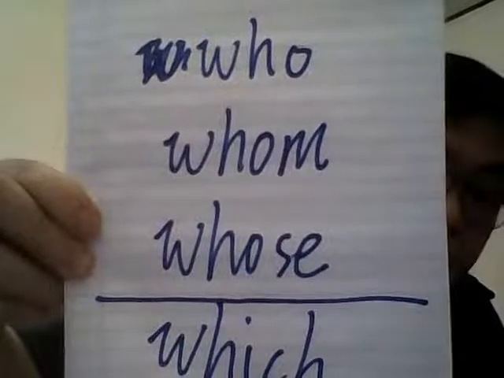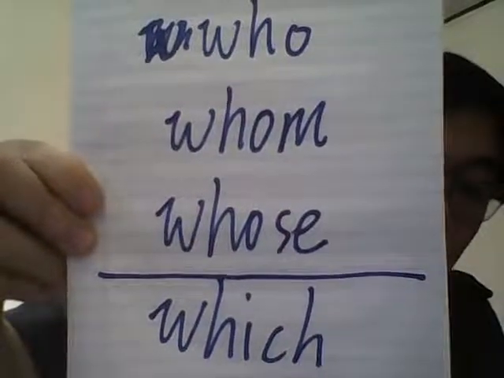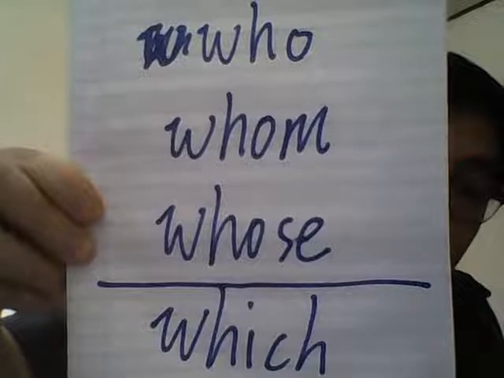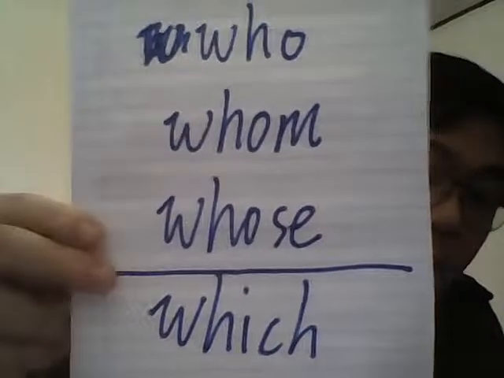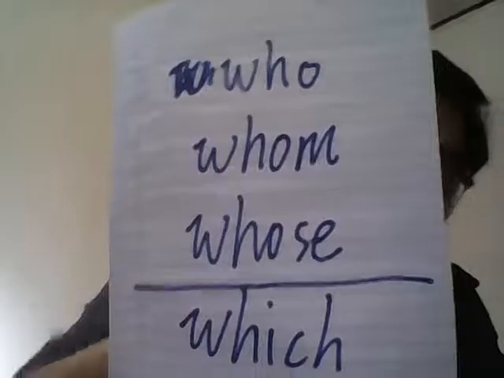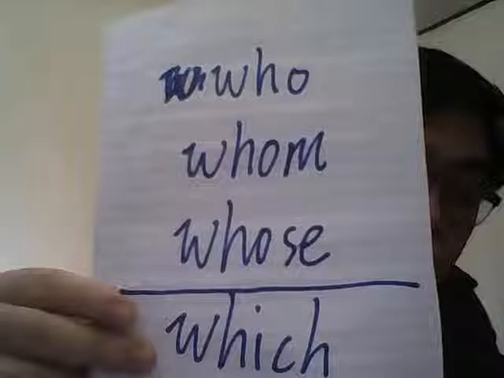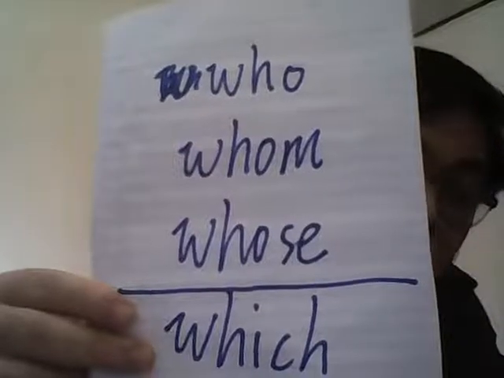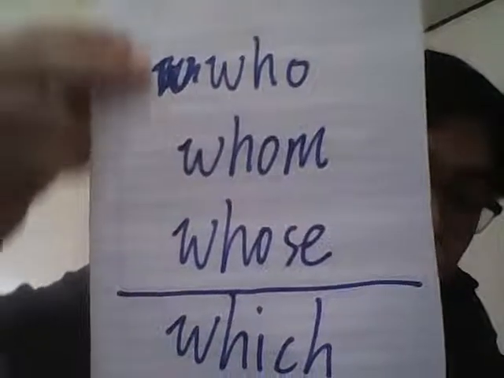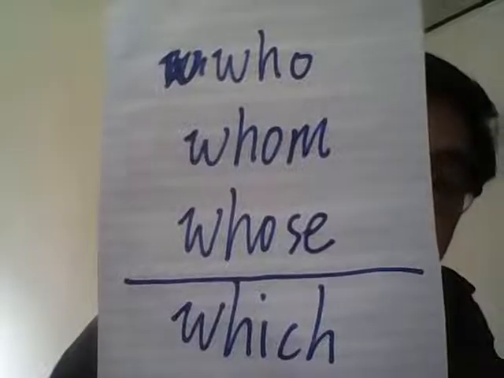Now, before we go into the exercise, let's look at the four relative pronouns that you'll be using today. See them? Who, whom, whose, and which. Now you'll notice that I've drawn a line here. Why do I draw a line here? Because over here, which is for items and things. As for these three, we use them on people.